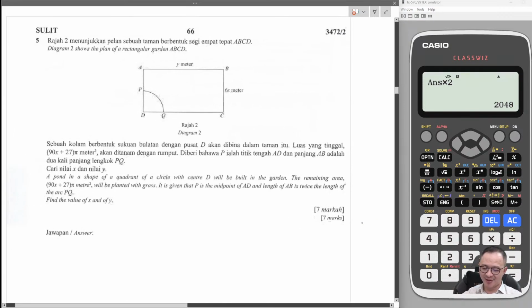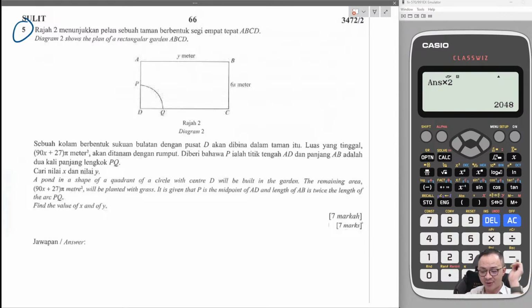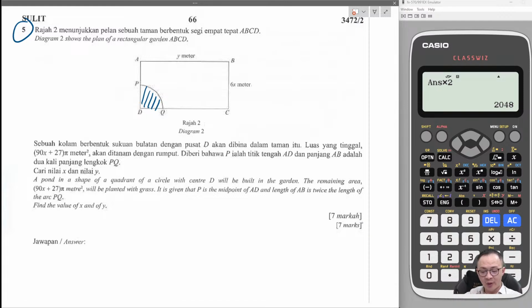Okay, last question. I hope I can do it. This kind of question might be challenging, but let's try. A point in the shape of quadrants of a circle with center D will be built in the garden. The remaining area, this is the remaining area, 90x plus 27 pi, will be planted with grass.